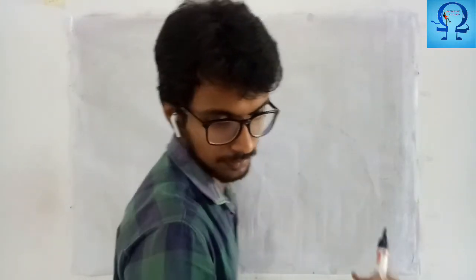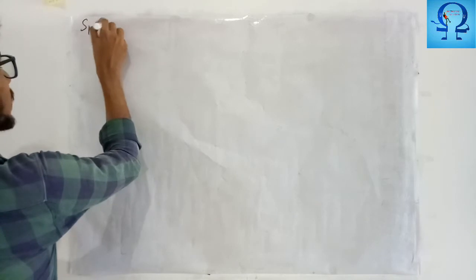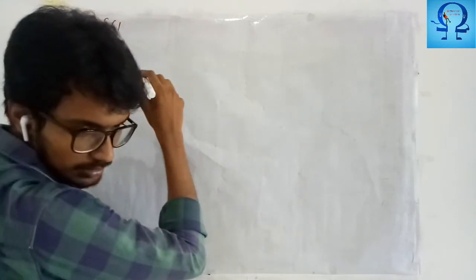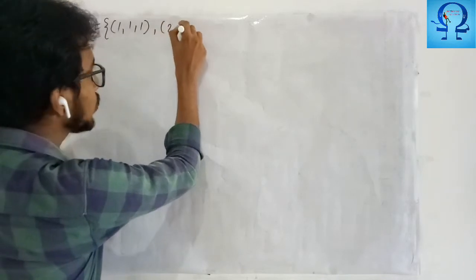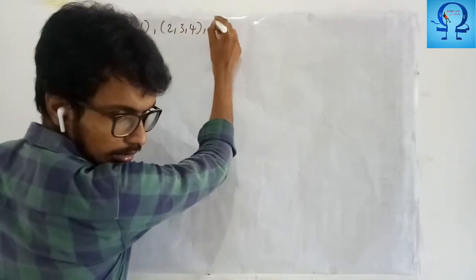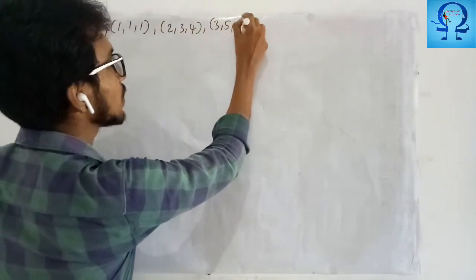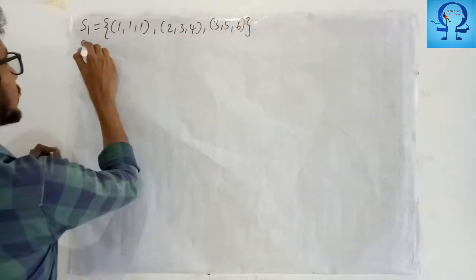Okay, here let me start the counting fresh. It is (1, 1, 1), (2, 3, 4) and (3, 5, 6). So this is one set.